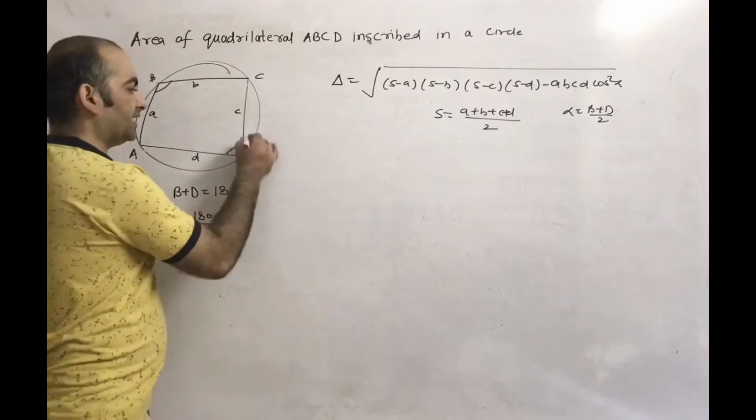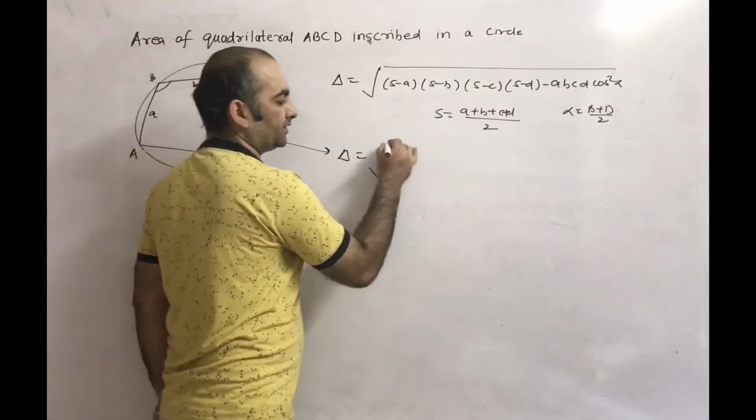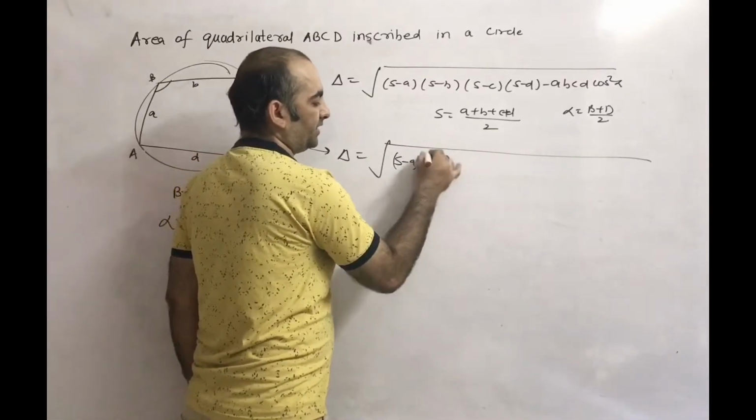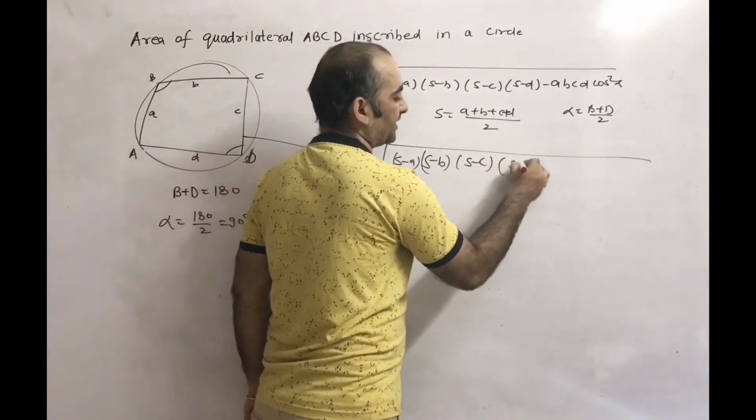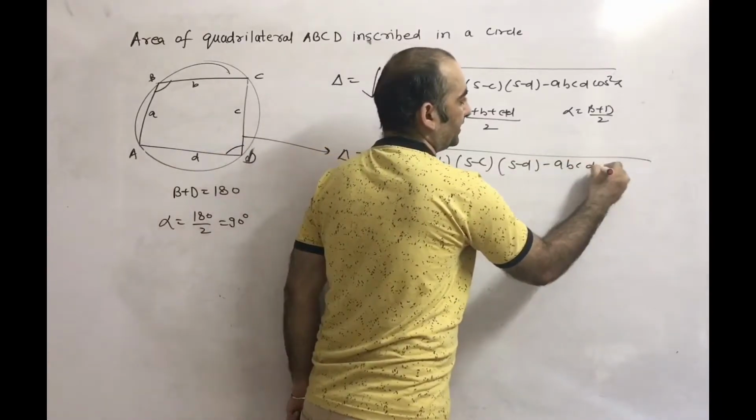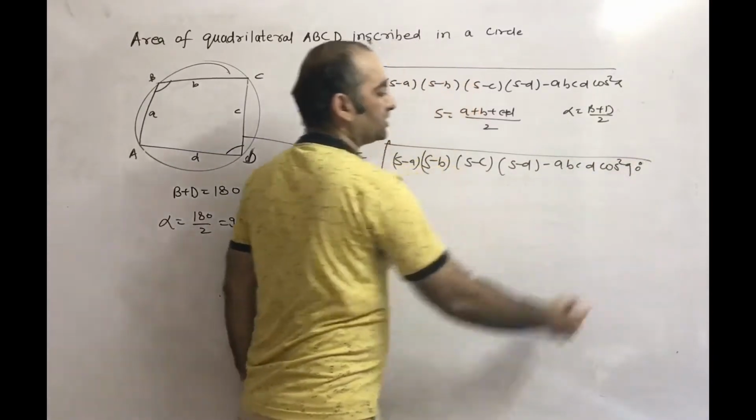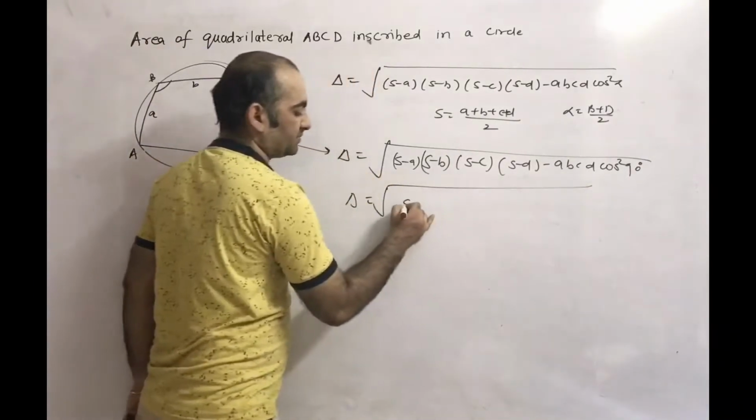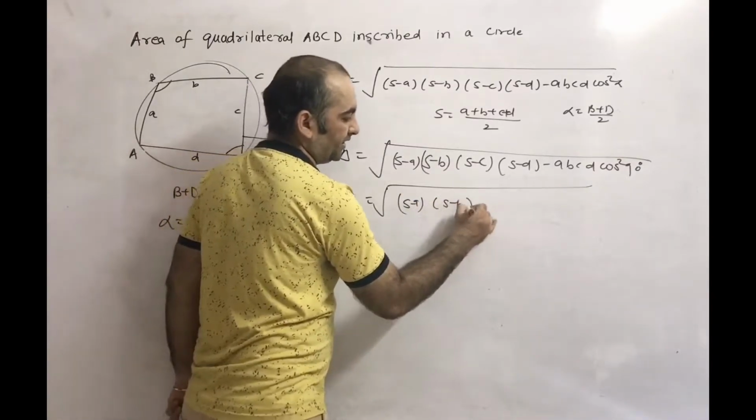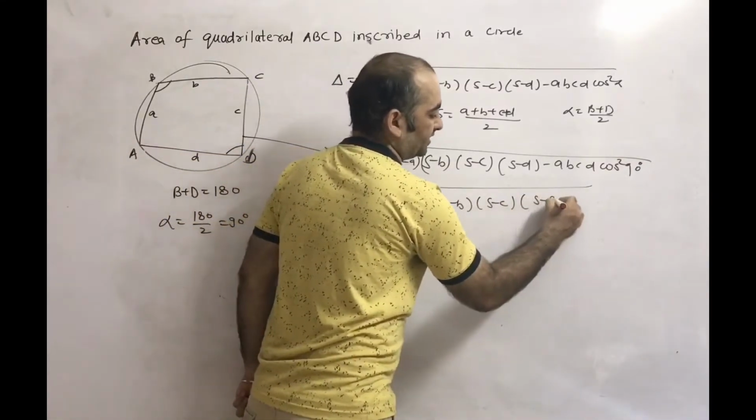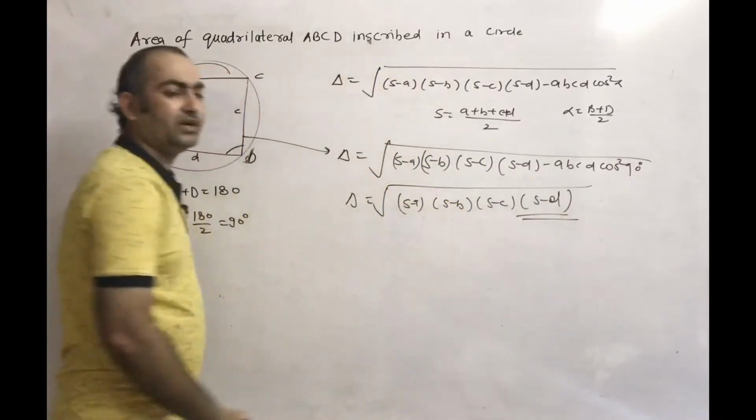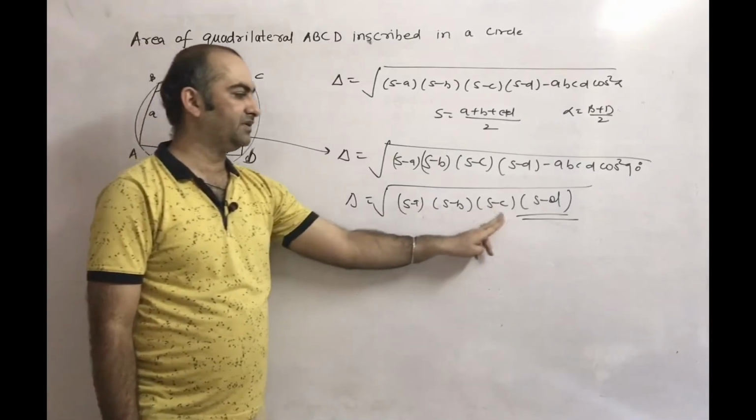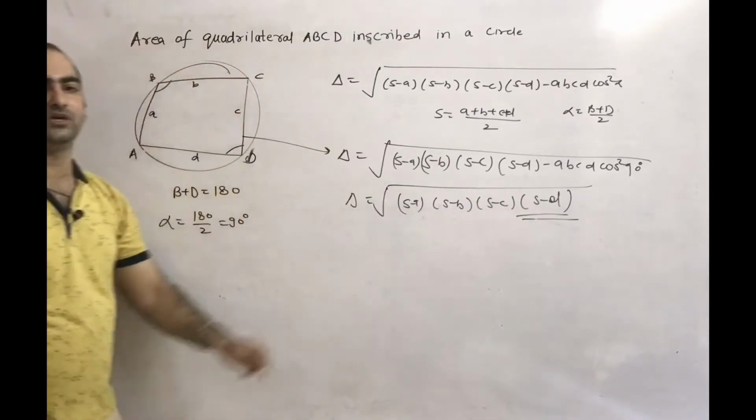So the area of this quadrilateral is delta equal to root over (S minus A)(S minus B)(S minus C)(S minus D) minus ABCD cos square 90. Cos square 90 is 0. So what will come? Delta equals root over (S minus A)(S minus B)(S minus C)(S minus D). This is your area. So the area of a quadrilateral inscribed in a circle is root over (S minus A)(S minus B)(S minus C)(S minus D). So this is your formula.